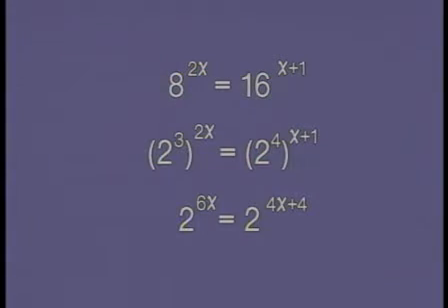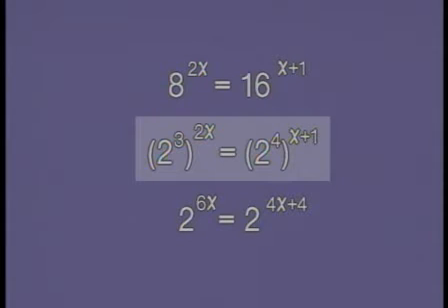And as you can see in the second line, which is highlighted, 8 and 16 are both powers of 2. So we have 2 to the third in parentheses, that's 8, raised to the 2x power. And on the other side of equals, we have 2 to the fourth in parentheses, that's 16, raised to the x plus 1 power. Now we use the rule we talked about earlier. When you raise a base to a power, you multiply the powers.